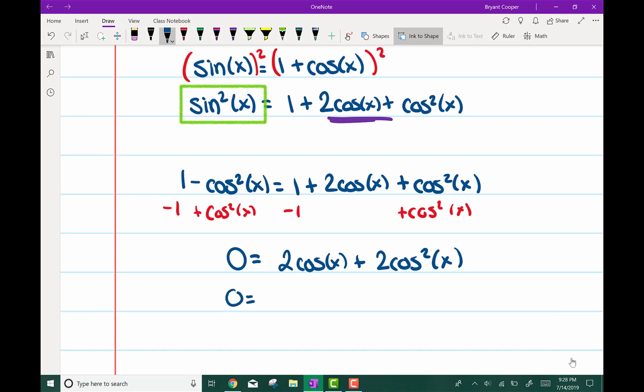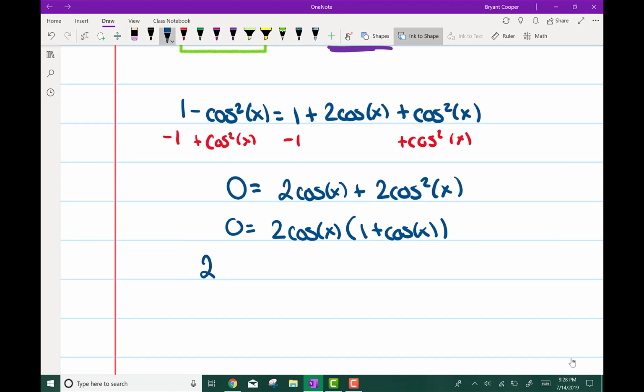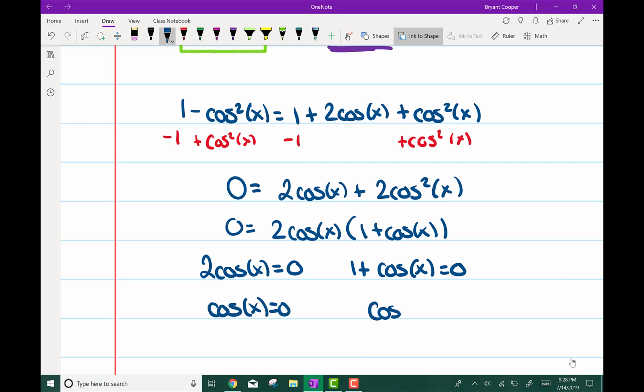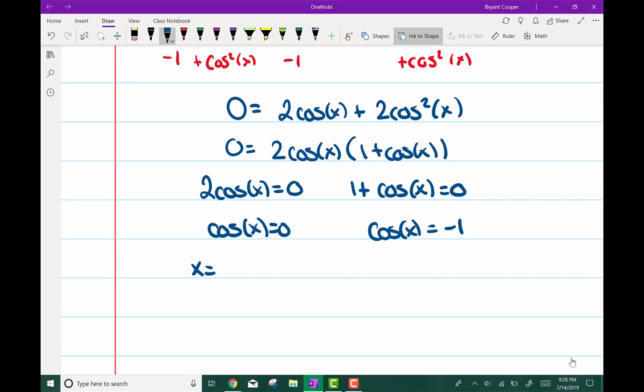So the next step is going to be to factor out the 2 and a cosine. So I'm left with 1 plus cosine. And then you're going to set both those equal to 0. So you get 2 cosine of x is equal to 0, and 1 plus cosine of x is equal to 0. Divide both sides by 2, and then subtract 1 from both sides. So cosine is equal to 0 at pi over 2 and 3 pi over 2. And cosine is equal to negative 1 at pi.